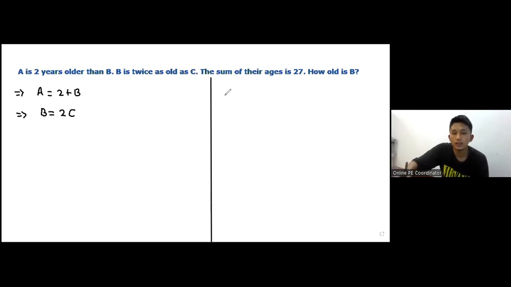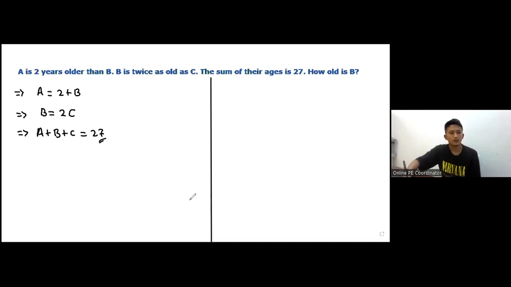Okay. Then it is given that the sum of their ages is 27. So that means A plus B plus C is equal to 27. Remember, the question is asking us to find the value of B.